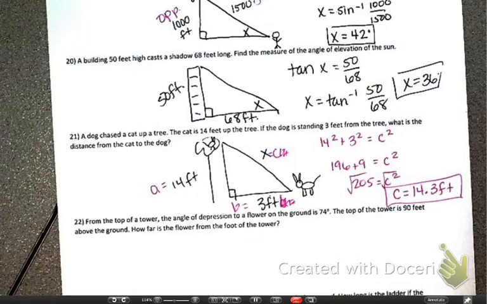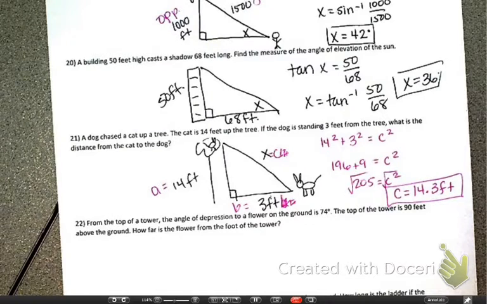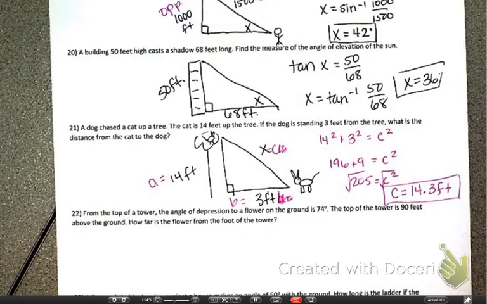If you did trig functions, was it the exact same? Yeah. Okay, 14.4. So your rounding may be slightly different, which is why your work is important. C is always the hypotenuse. Yep. Okay.